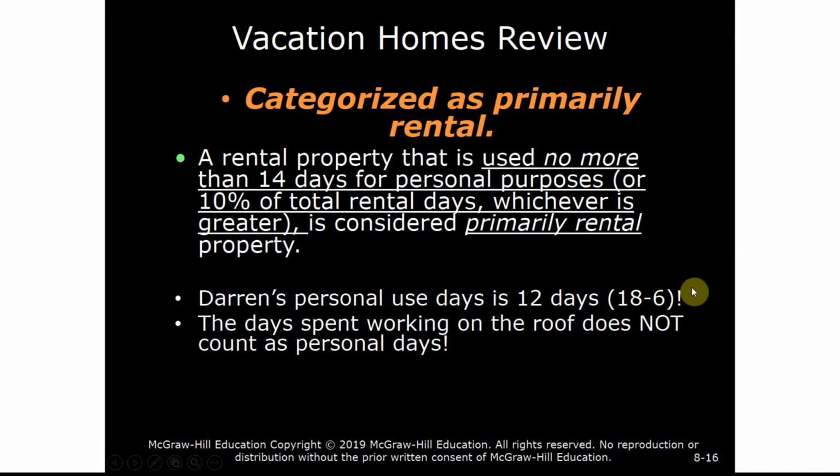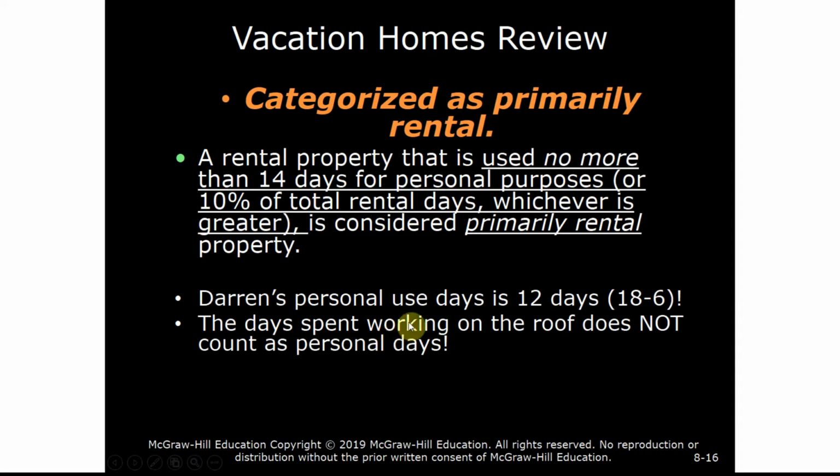Again, because it states it in the problem in the text, the reason they're saying 18 minus 6 here is because 6 days were used for repairing the property. So as we said earlier, if you repair the vacation property and you rent it out for part of the year, then those days spent repairing are not considered personal. Therefore, the personal days in this case would be the total of 18 used for personal, minus 6 days of those which are used to repair the property.